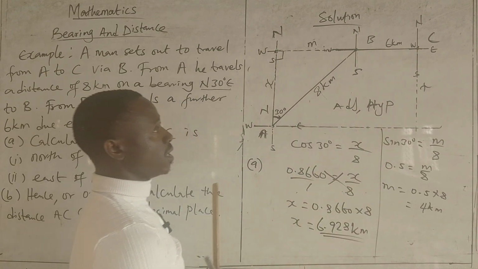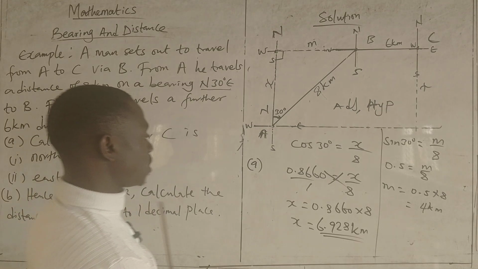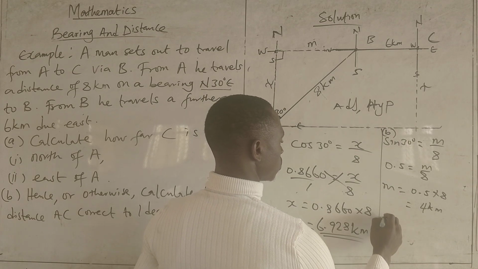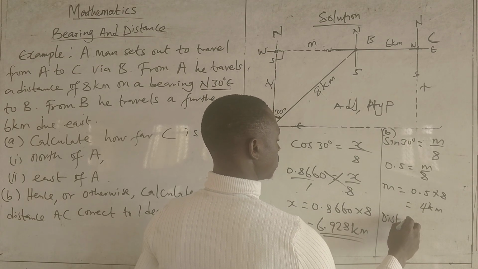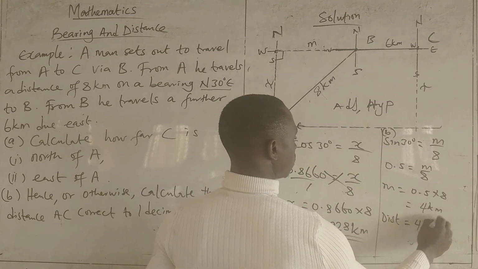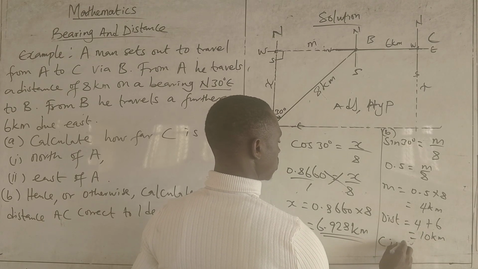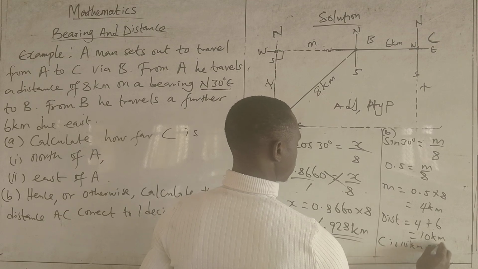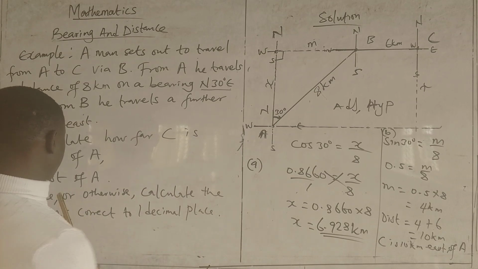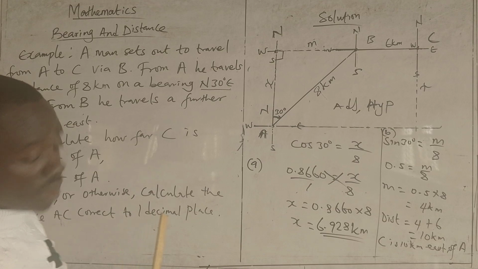But we have to find from here to here, that's how far C is east of A. So the distance is going to be 4 plus 6, which is 10 kilometers. So C is 10 kilometers east of A. Now the last question says, hence or otherwise calculate the distance AC correct to 1 decimal place.